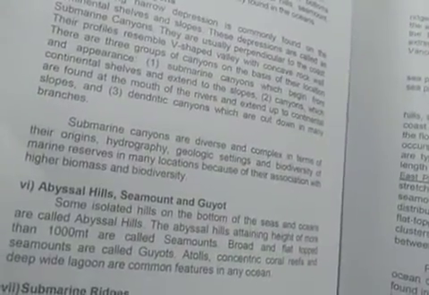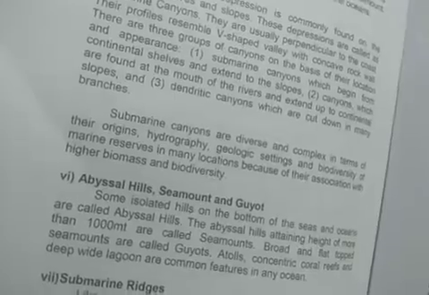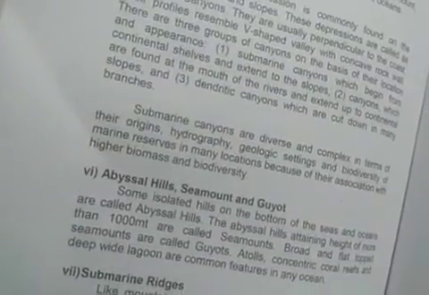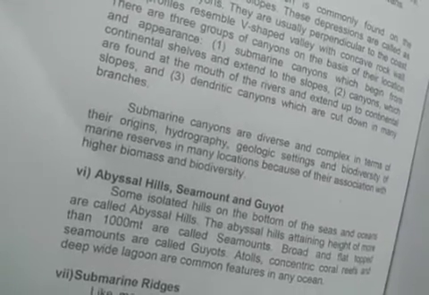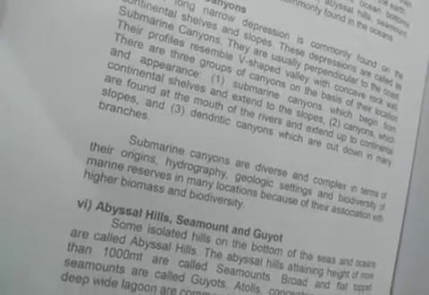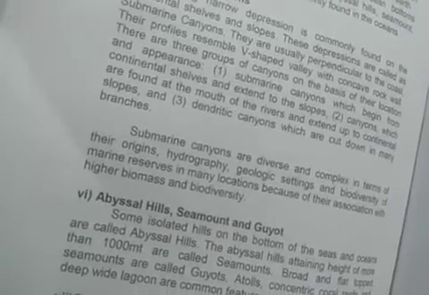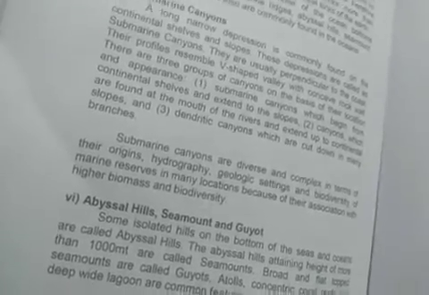Abyssal hills, seamounts, and guyots. Some isolated hills on the bottom of the seas and oceans are called abyssal hills. Abyssal hills attaining a height of more than 1,000 meters are called seamounts. Broad and flat-topped seamounts are called guyots. Atolls, concentric coral reefs, and deep lagoons are common features in any ocean.